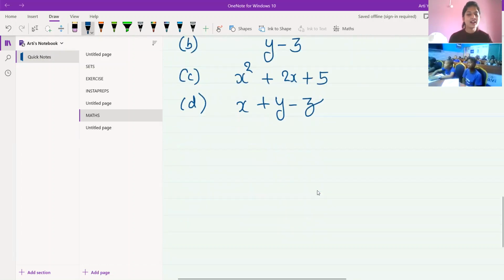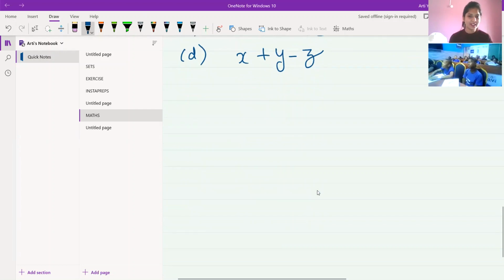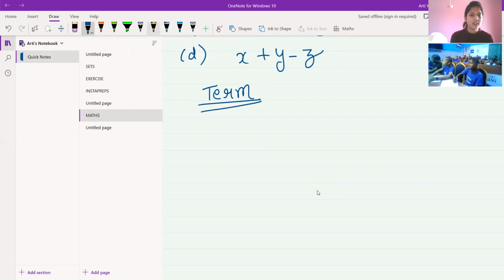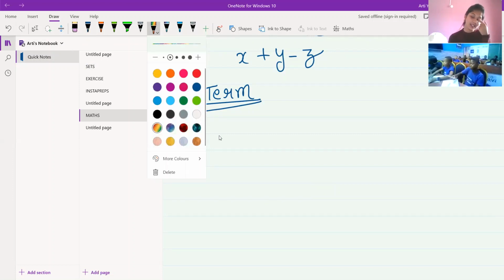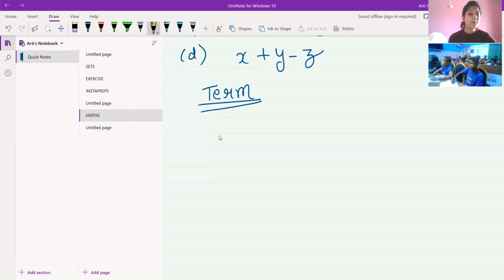Next question. Next, what we are going to learn. Now we are going to learn about the term. What is a term here? A term is a part of an algebraic expression.